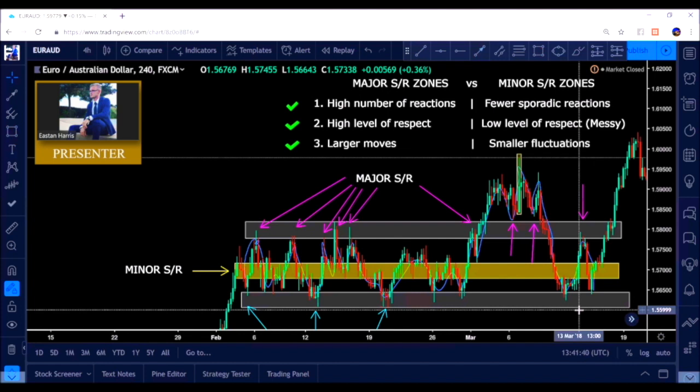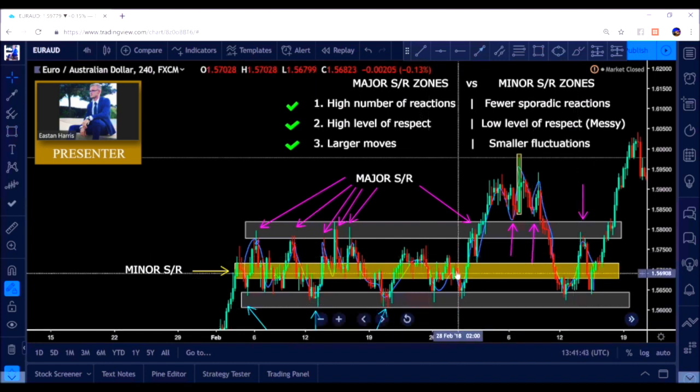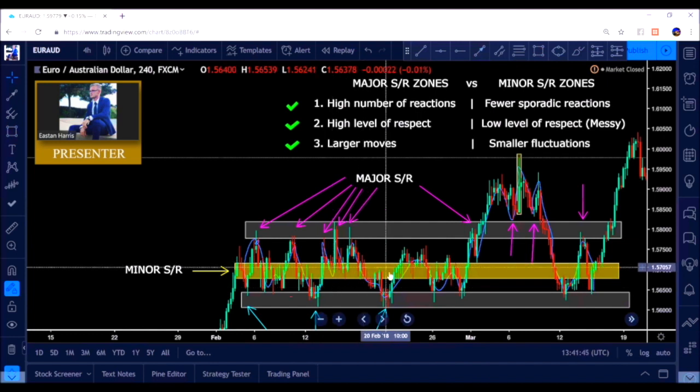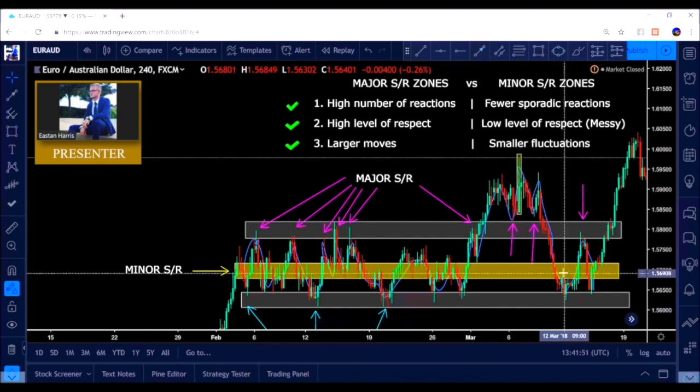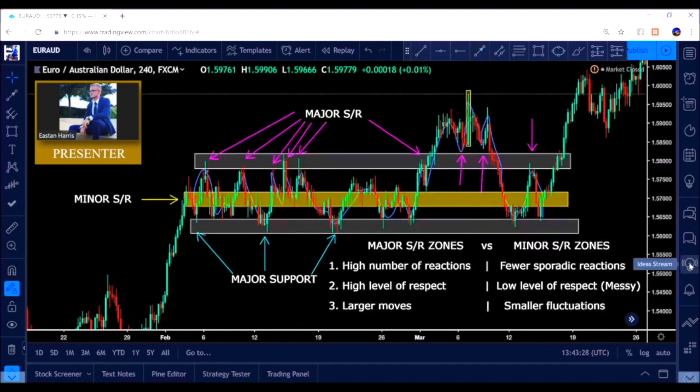And oftentimes when there's a minor zone in here that's getting messy, that's not getting respected as a zone should be, oftentimes it is because price is playing off the major ones instead. And here's one final glance at what we learned throughout this video. So again, the rules for major support and resistance zones. Number 1, high number of reactions. Number 2, high level of respect. Number 3, larger moves.